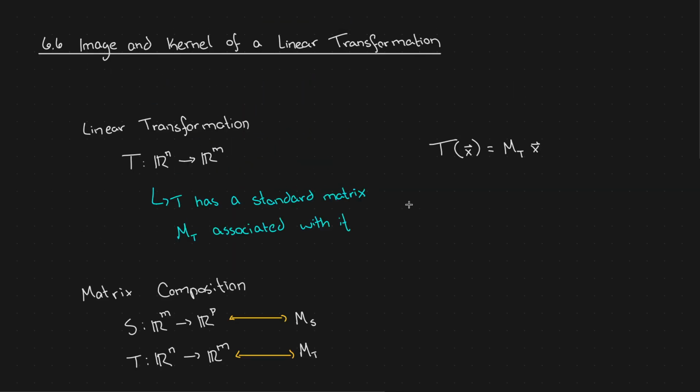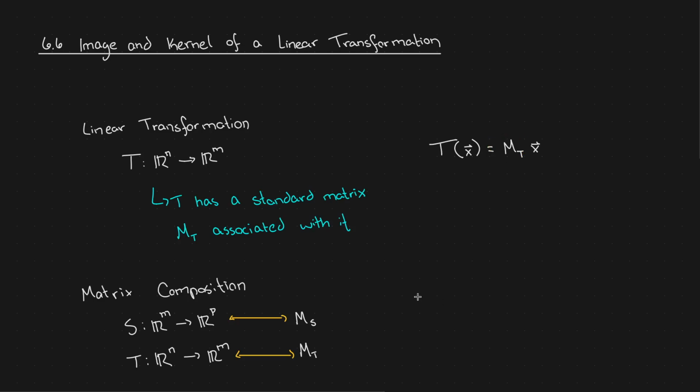It seems like a transformation T is more or less the same thing as its matrix M sub T. They have the same information. They carry the same information. They just carry that information in different ways. Okay? But we can use transformations, linear transformations, where a standard matrix won't work.